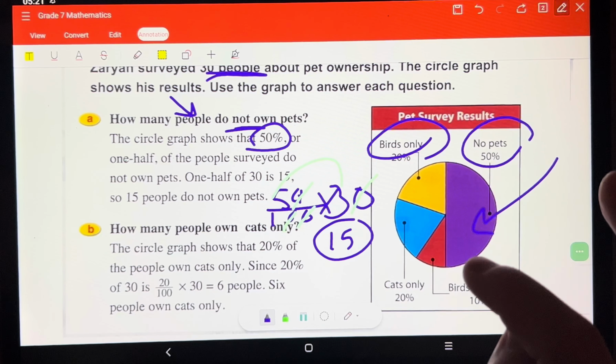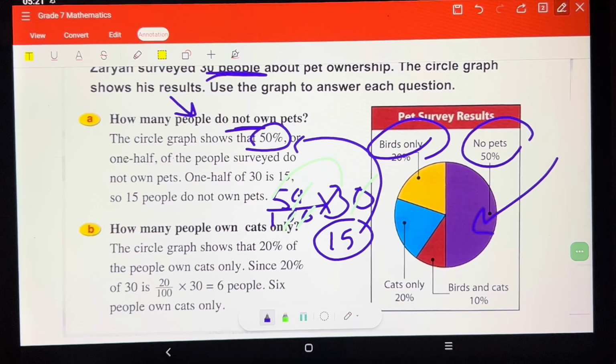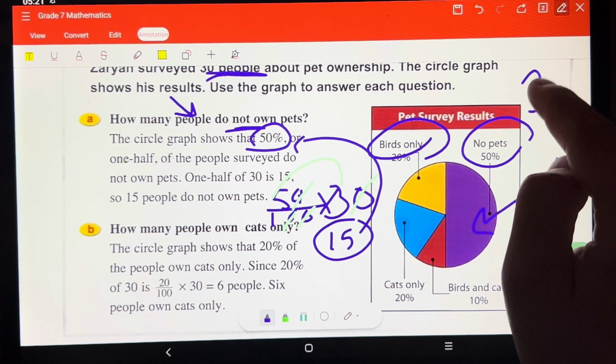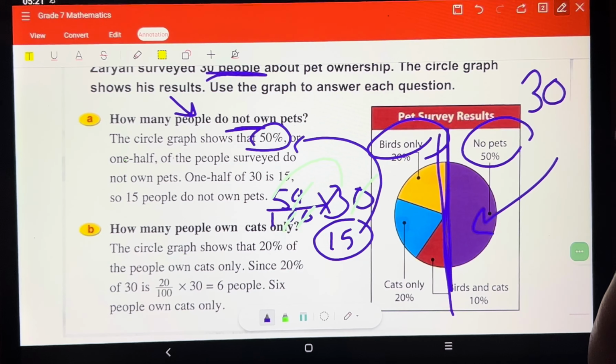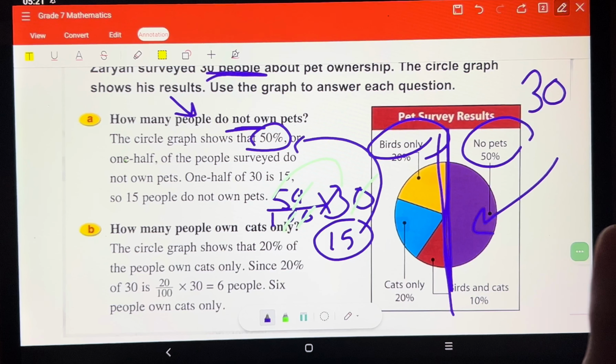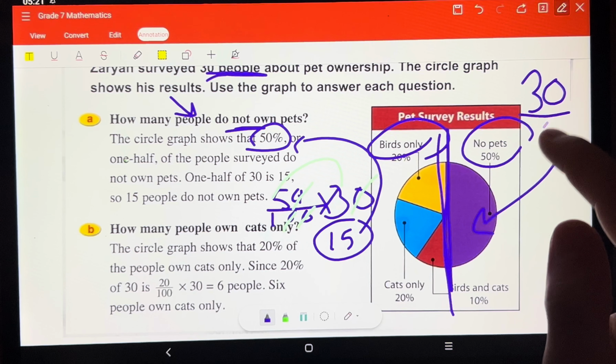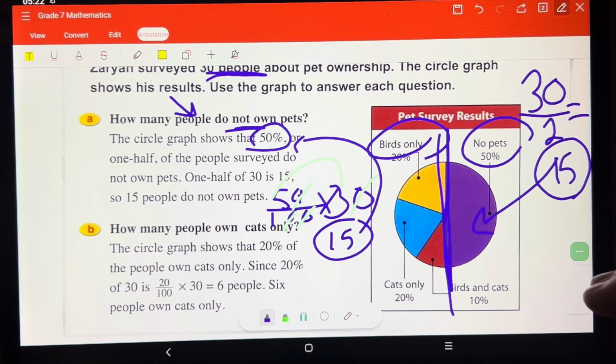So how many people do not own pets? 15, that's half of it. How do we know? Even if you don't do this, you can do it mentally. If I have 30 and 50% of it, which is half of the circle graph, so half of the pie chart, do not have pets. So half of 30, how much is it? It's 15. So I can directly say 15 people do not own pets.